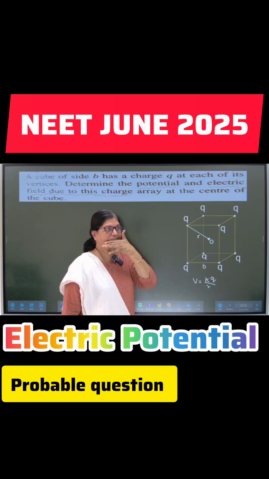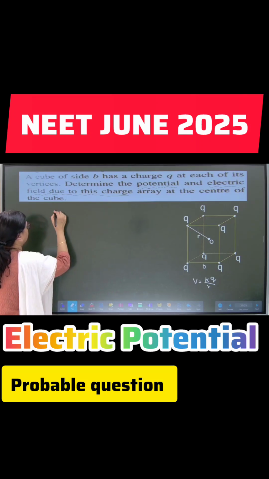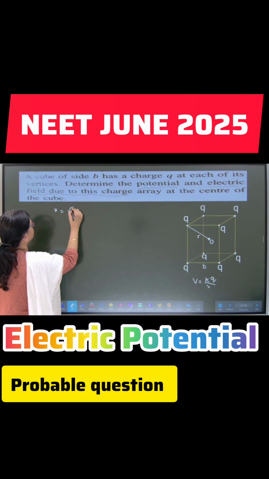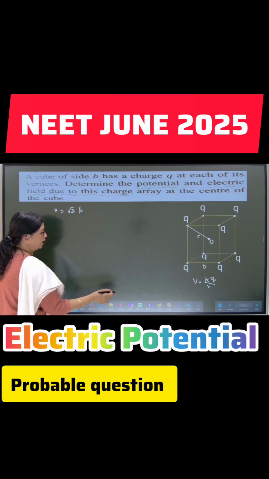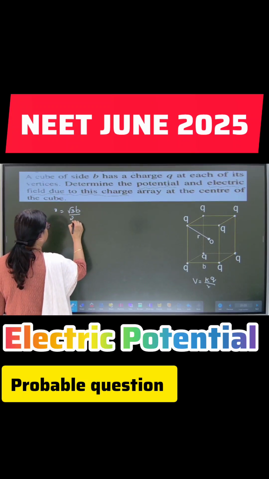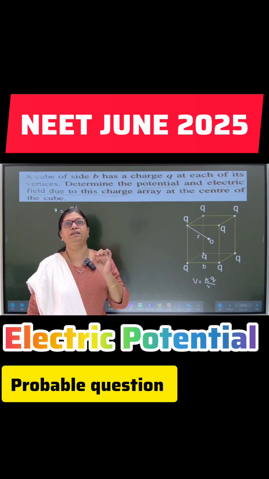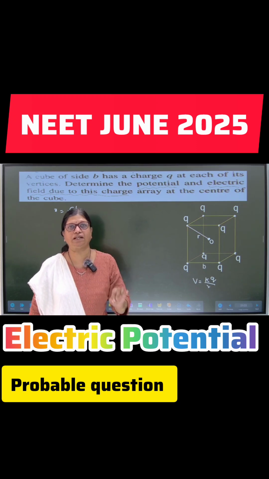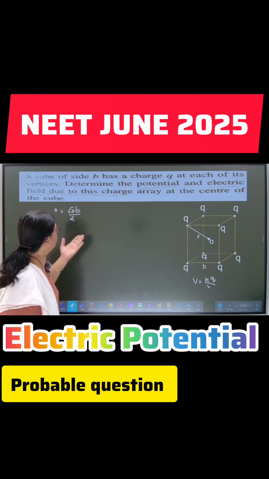Now as per the mathematics, the distance between the center and the vertex for any cube is R equal to root 3 into side length, which is given to you as B, divided by 2. So remember this as maths. There is no need of sitting in the exam hall and deriving what is the distance between the center and the vertex of a cube. Remember it is root 3 divided by 2 into the side length. So that is what is written here.